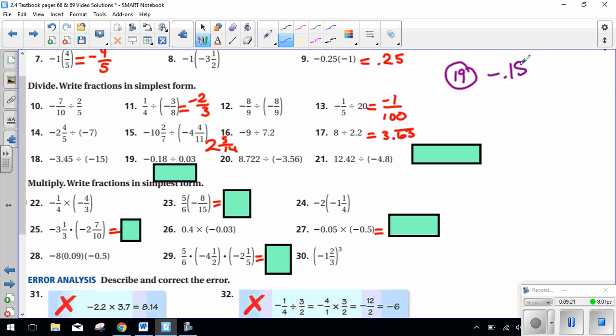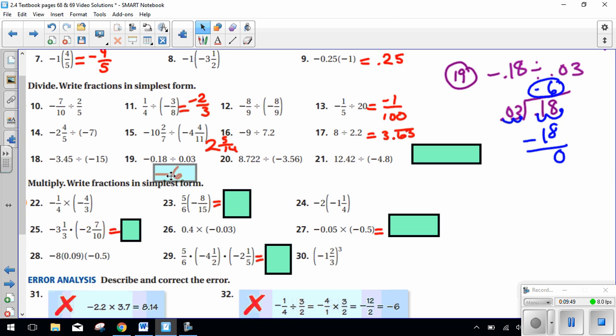We have negative 18/100 divided by 3/100. So we'll set up our division house. The 18/100 goes in, the 3/100 goes out. We move this twice to the right, so we move this twice to the right. 3 goes into 18 6 times. A negative divided by a positive is a negative. Negative 6.